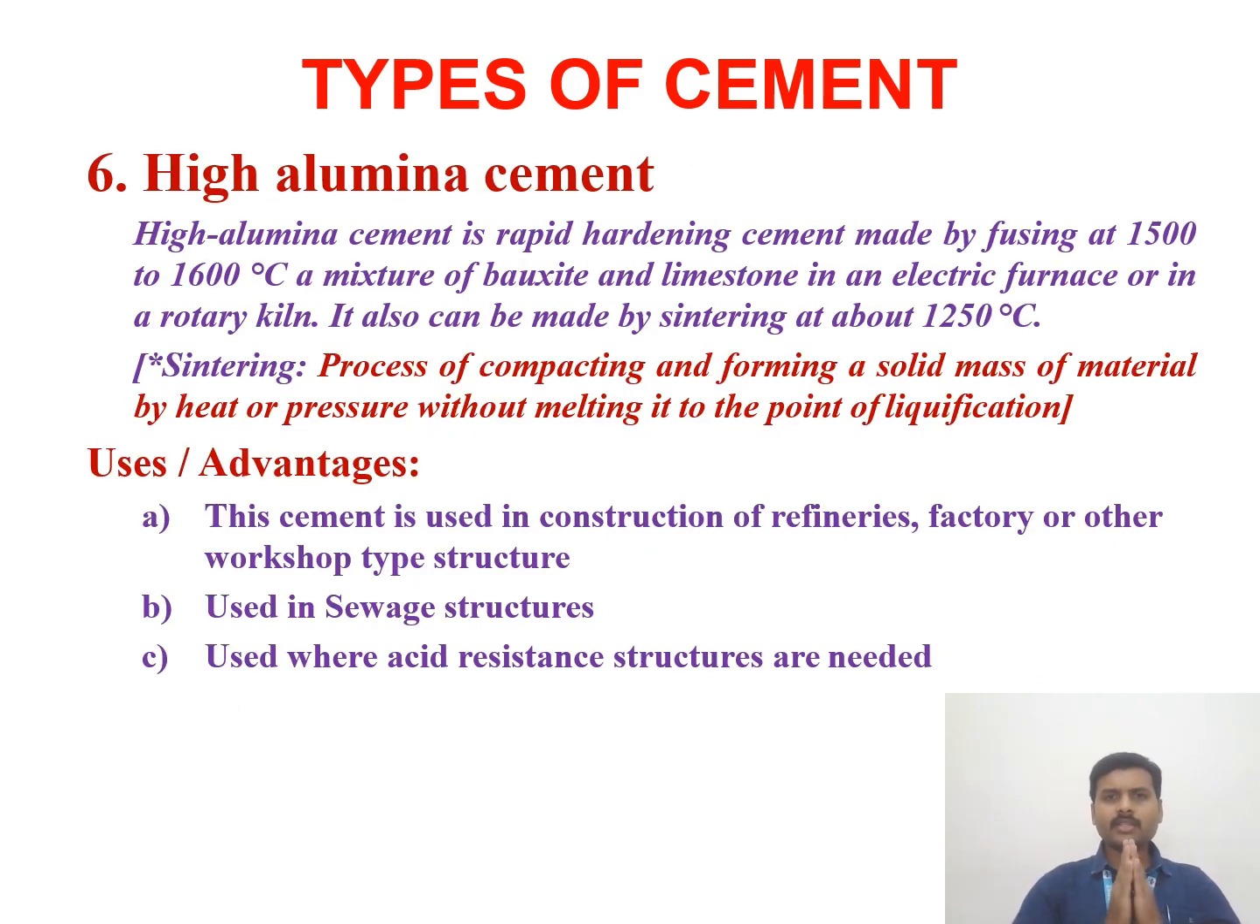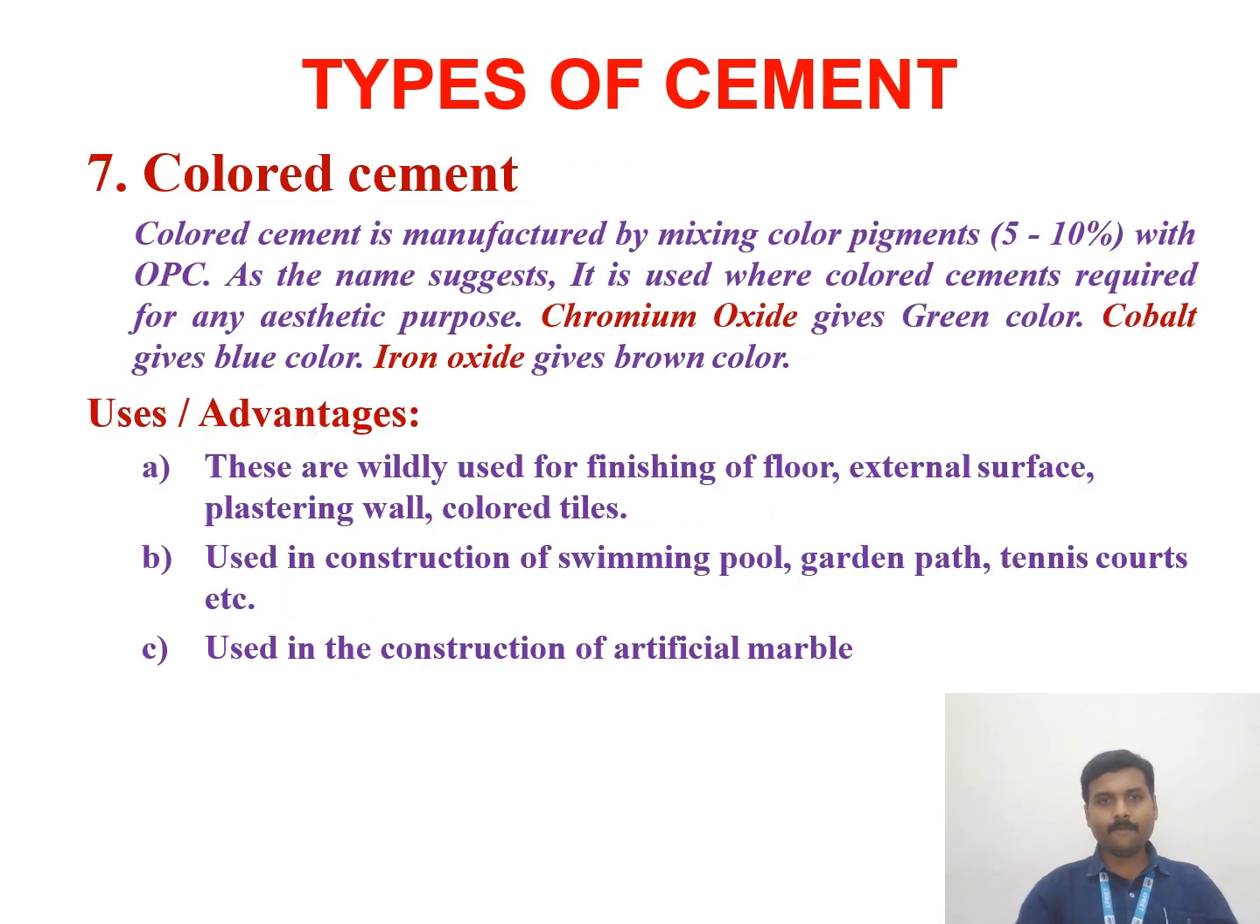High alumina cement is a rapid hardening cement that can be made by fusing at 1500 to 1600 degrees Celsius. The cement is used in construction of refineries and sewage structures, where acid resistance is mostly needed. In those kinds of situations we can use high alumina cement.